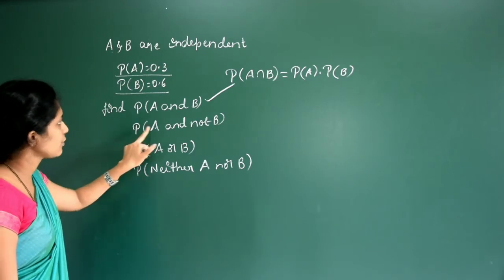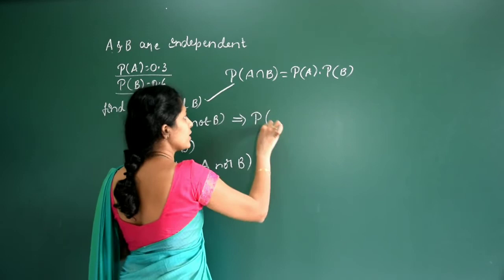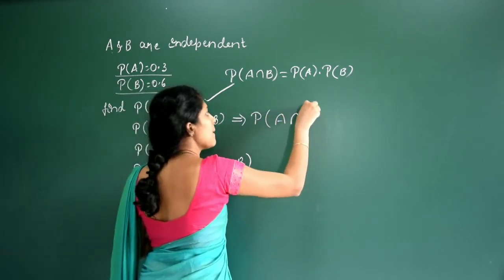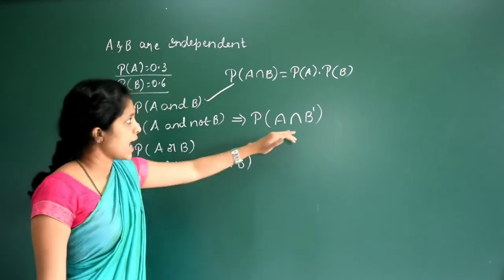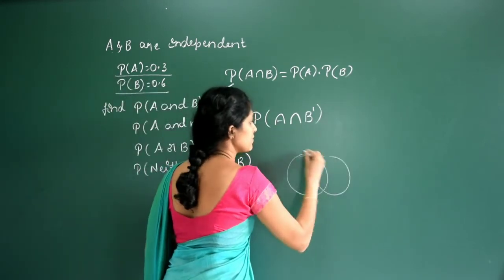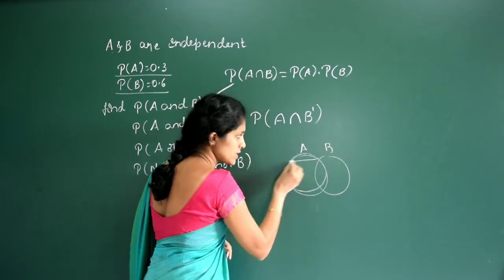Here, P of A and not B. That means P of A intersection not B will be equal to A and B dash. For this, you can go with the Venn diagram, you know this, right? If this is A and this is B, the intersection of A and B dash is this part.